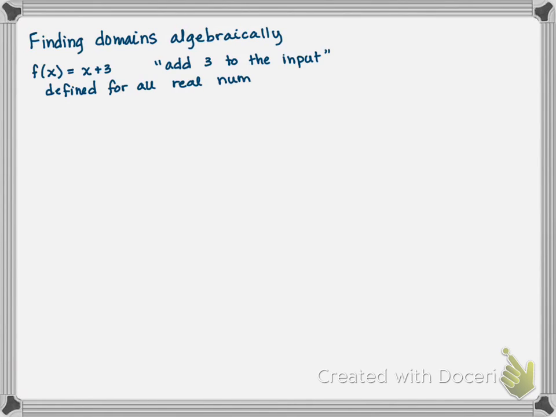So when it comes to finding domains algebraically, all we really have to think about is what operations are in the rule, and then what numbers can you do each of those operations with. So we're going to start with just a list of operations we know and write down what we know about them. And then we can use that to generalize how we're going to find domains.